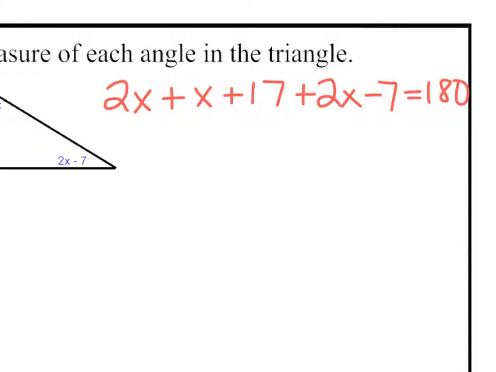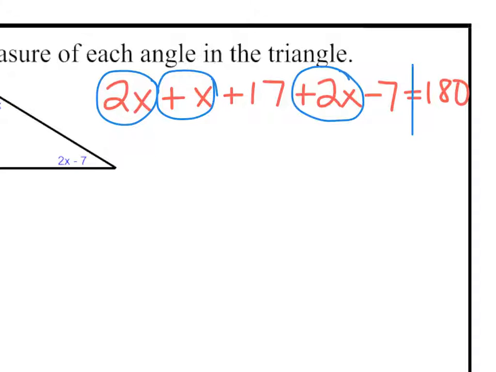I know I'm going to start with my x's. 2x is a like term to positive x and positive 2x. Remember, we only combine like terms one side at a time. So that would give me 2x plus 1x plus 5x. Tyler, what would that give me?